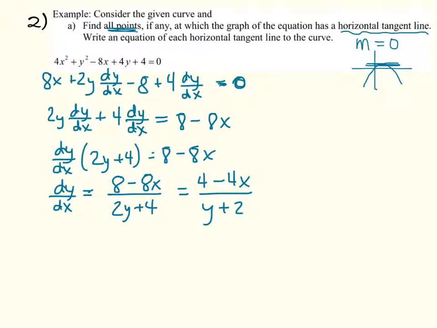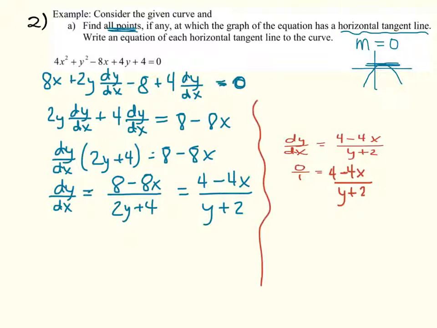So I'm going to take the equation dy/dx equals (4 minus 4x) over (y plus 2), and I'm going to go ahead and set the derivative to be 0. So I'm going to actually write that as 0 over 1. We do this because, of course, we know that 0 divided by any number is equal to 0. Now, if you look at what we have here, we have a fraction set equal to a fraction. Hopefully your gut is telling you to go ahead and cross multiply to solve this.